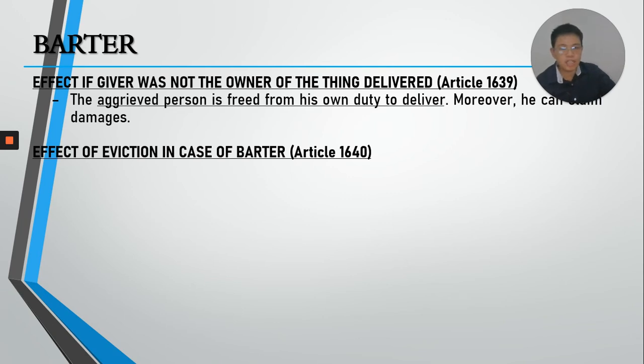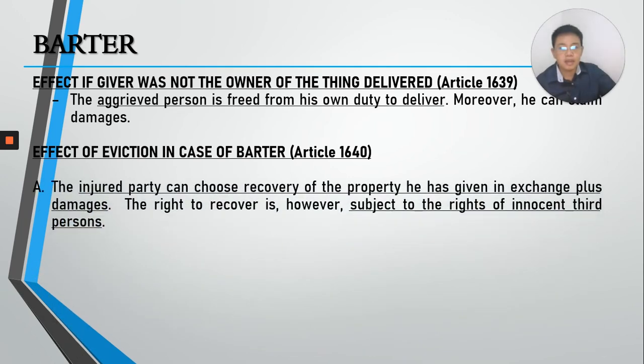1640, eviction in case of barter. So, injured party can choose recovery of the property he has given in exchange plus damages. So here, class, nagkaroon ng swapping. So I am already in the possession of, let us say, yung diamond ring. Tapos the other party is already in possession of the house and lot. So let us say, class, I am evicted from the possession of the property or the diamond ring which I received under the contract of barter. Remember, class, here, I can recover the property which I have given to the other party. So I can recover my house and lot plus damages. But obviously, this is subject to the rights of innocent third persons.